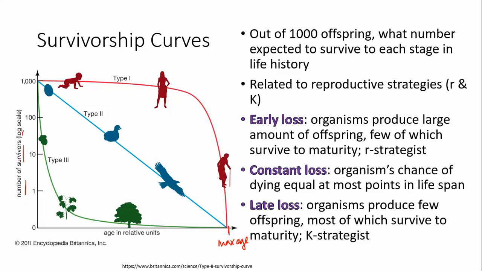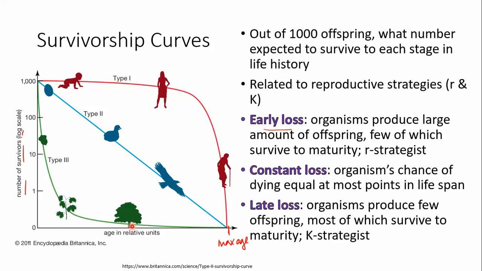So a lot of R strategists tend to be early loss organisms, where they will produce a large amount of offspring, but very few of them will end up surviving to maturity. So if you think about a tree producing acorns, a tree will produce hundreds of acorns. Out of those, most of them will not land in a spot that is ideal for them to germinate and grow a new tree. Out of those saplings that grow, some may get destroyed, some may get eaten, some may have something else happen to them. So a lot of these will not survive as well.